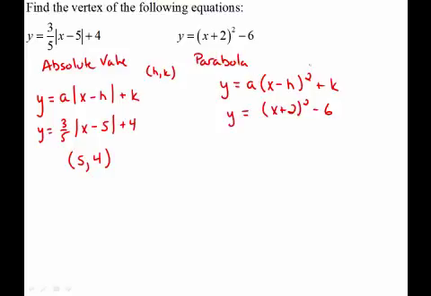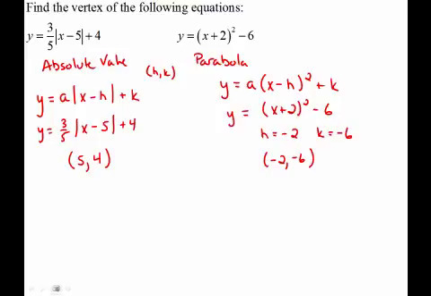And so, again, watch the signs carefully. The formula is x minus h. This is x plus 2, so h had to be negative 2. And this is minus 6, so k is negative 6. So the vertex here would be (-2, -6).